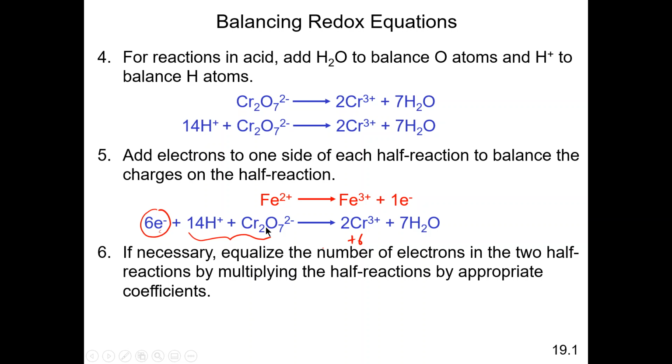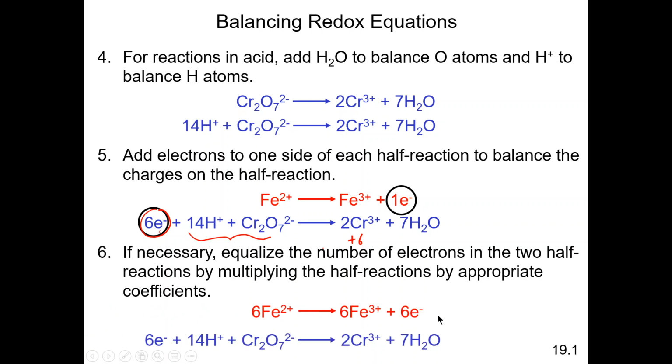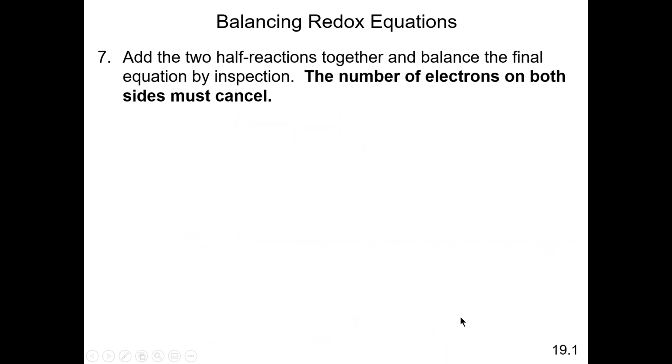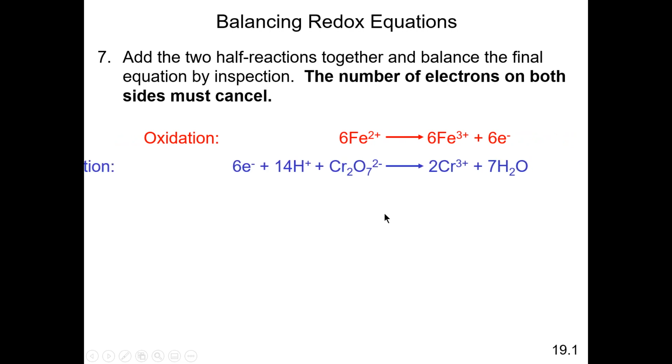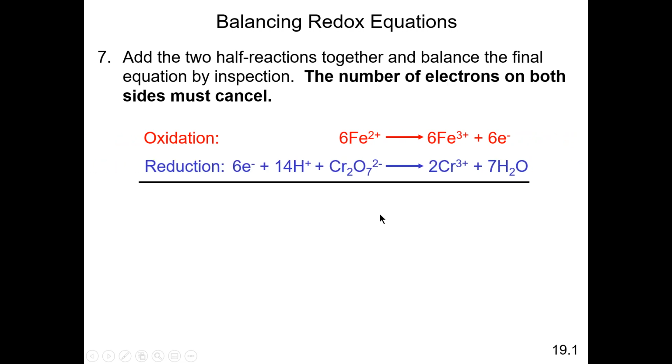So what that means in this case is that we need to multiply this half equation here by 6, right? So that we end up with this. And therefore, as a result, we can now add these two equations together, which would be the next step. You notice here we have 6 electrons here and 6 electrons here. So when we add them together, the electrons will cancel out because the number of electrons lost and gained will be the same, and there's nothing else to be canceled out.